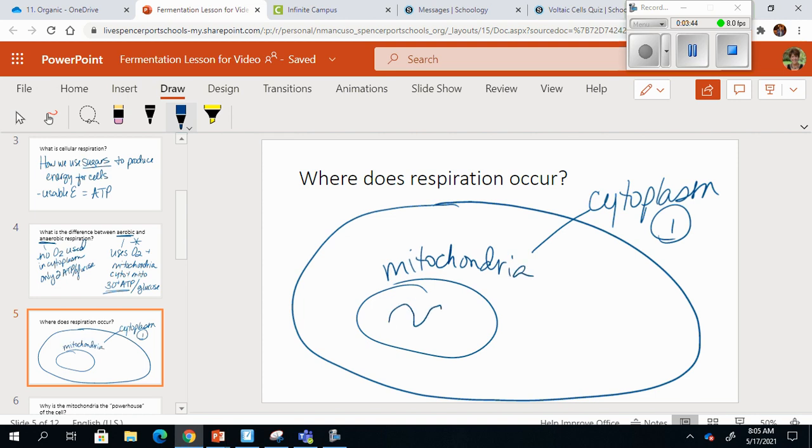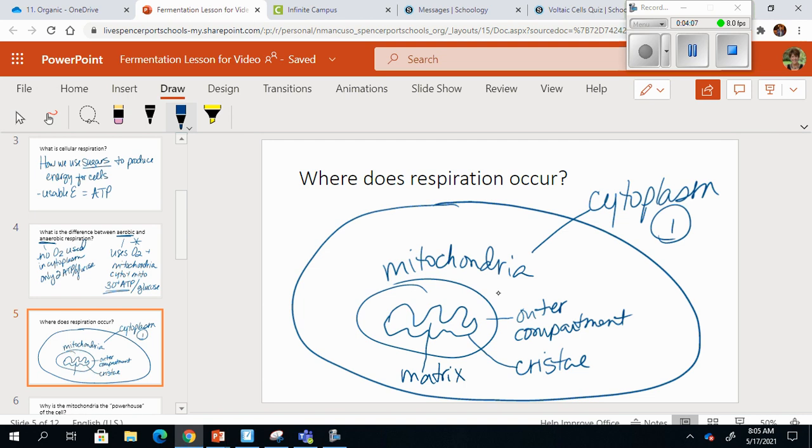So a mitochondria has multiple regions to it. This is the outer membrane, and this section right here is called the outer compartment. Here, the membrane inside, this is called the cristae, and then the middle is called the matrix. So step 2 of aerobic respiration is going to happen here in the matrix, and step 3 actually involves both the cristae and the outer compartment.